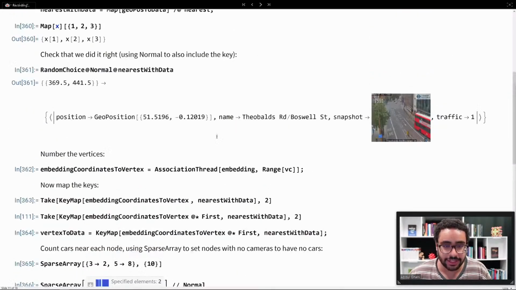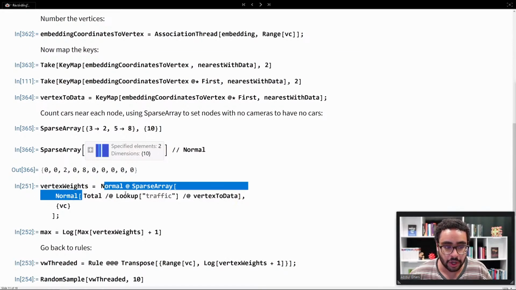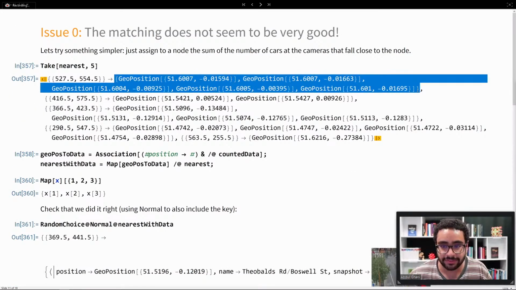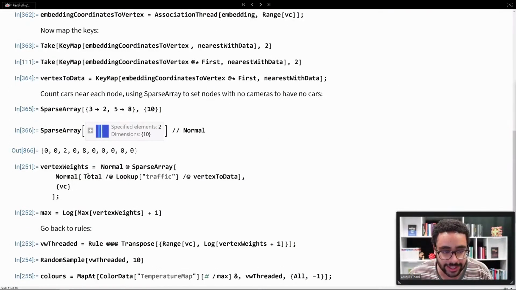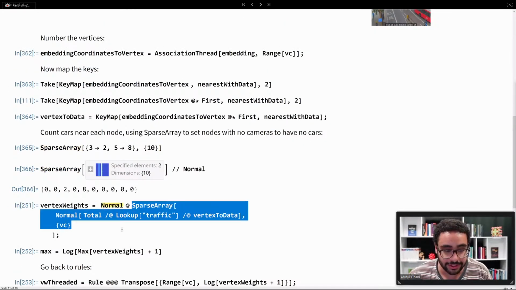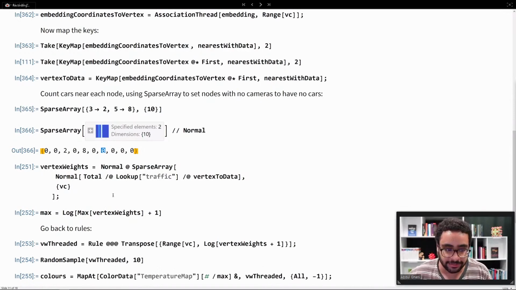So for each one of these things, just take the traffic, and then total, because if we look at this first thing, we're going to have like 5 numbers, 5 for a car in each camera. So total, get the number of cars, normal to get, because that's an association, we want a list of rules, and then sparse array to get this thing, and then normal to put the zeros basically where the vertex didn't get any cameras.